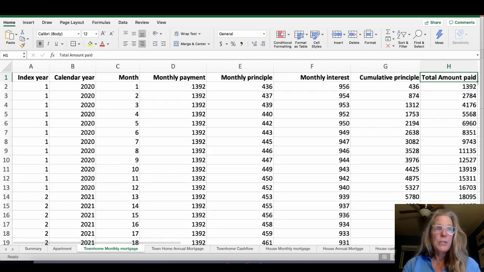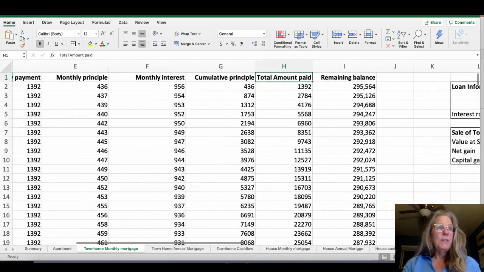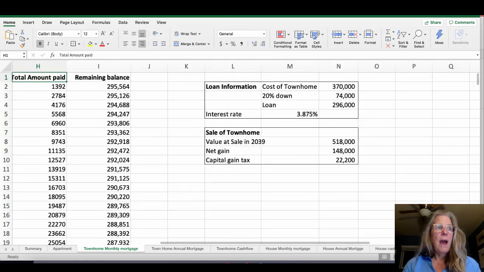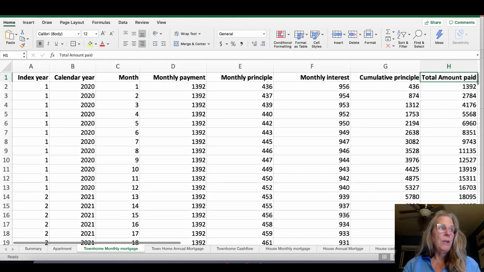And what we need to do is we need to figure out the loan part of the townhome. So what I've done is over here I have information regarding the loan. So the townhome costs $370,000 and the down payment's 20%. So the loan you're taking out is $296,000 at 3.875. So now I'm going to go over here, and in this case I have the index year, the calendar year, the month, and then the total payment.